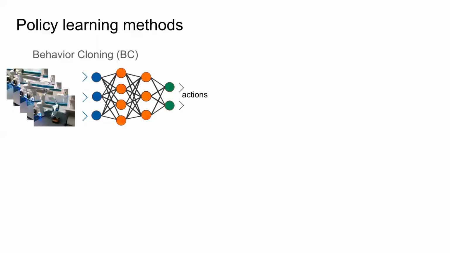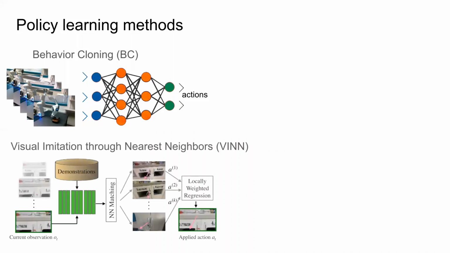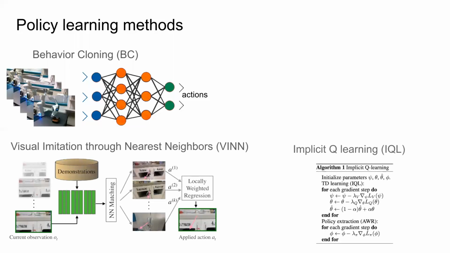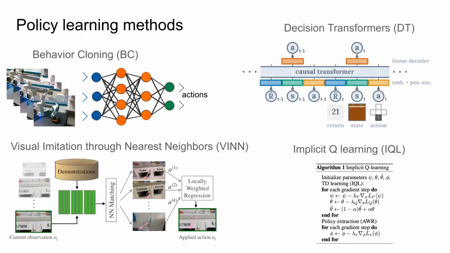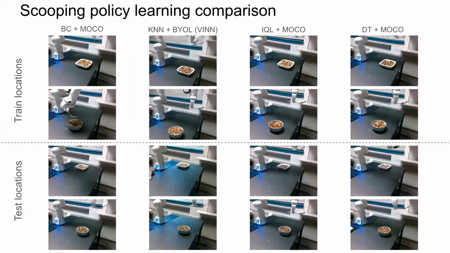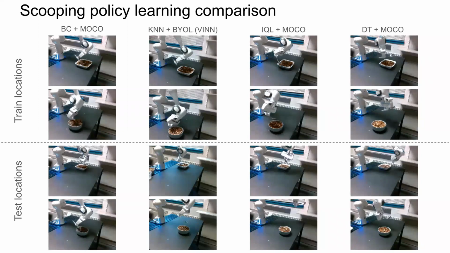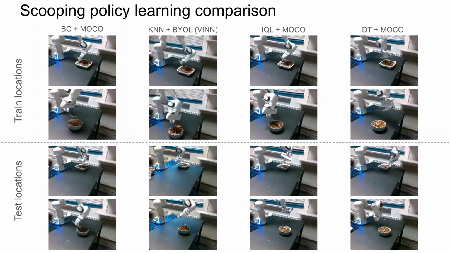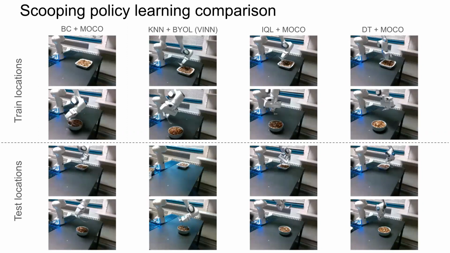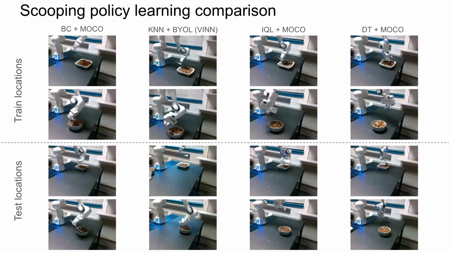We also ask, what's a good method for offline policy learning? Remote users contribute 4 initial methods: behavior cloning on successful trajectories, VIN, which selects actions using nearest neighbors, IQL, which is an offline RL method, and decision transformers, which recasts offline RL as a sequence modeling task. Here we evaluate these policy learning methods on scooping. VIN and BC perform the best. And VIN sees the biggest drop between train and test, which makes sense since it selects actions according to the training dataset.